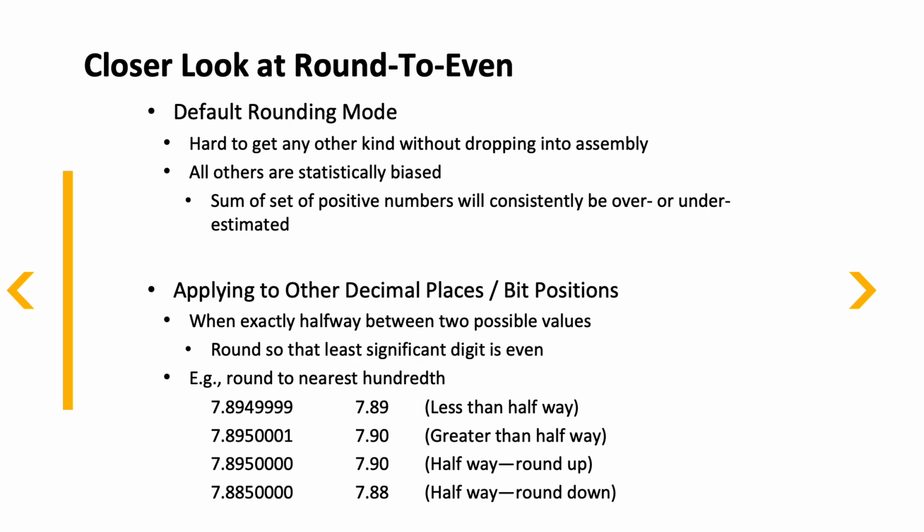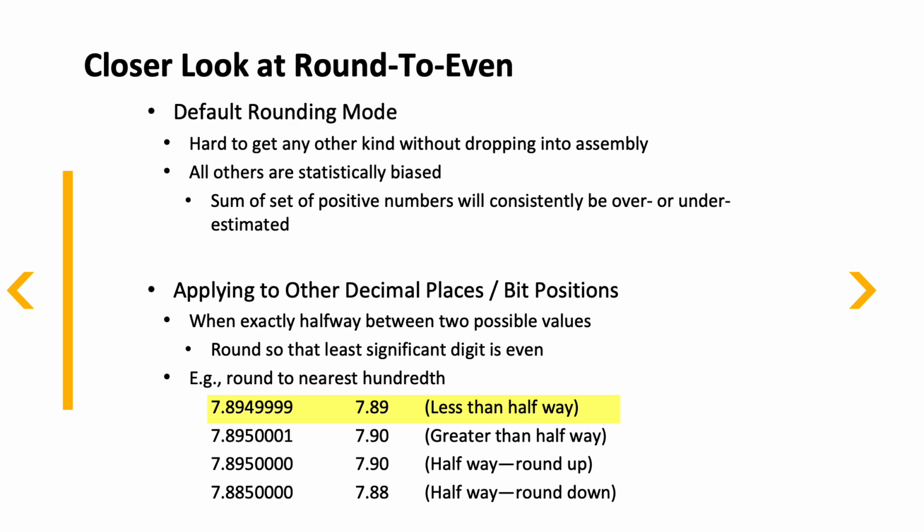So let's take a look at other decimal places or bit positions, because in those last examples from the last slide, we were talking about rounding to whole dollar values. We were basically talking about rounding to the ones place. What happens if we want to round to the nearest 100th? All right, so if I've got 7.8949999, etc., a bunch of nines, I'm going to round down to 7.89 because I'm less than halfway, right?